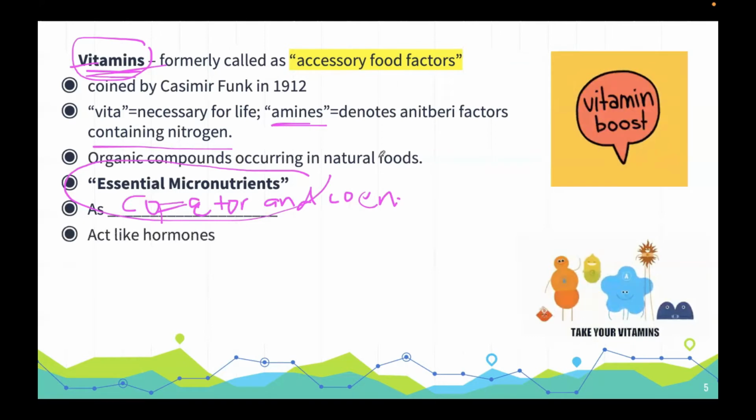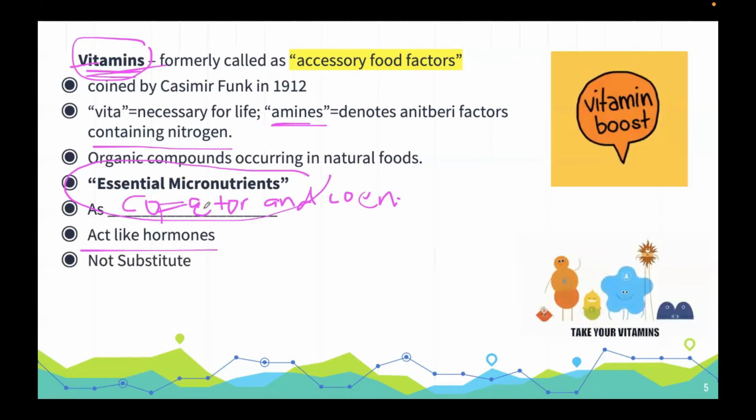Next, your vitamins can act like hormones. Okay? They can act like hormones, but they are exogenous. Exogenous meaning galing sa labas. Since galing nga po sila sa diet natin, they are not synthesized naturally by our body, meaning galing po exogenous, galing po sila sa ating diet.